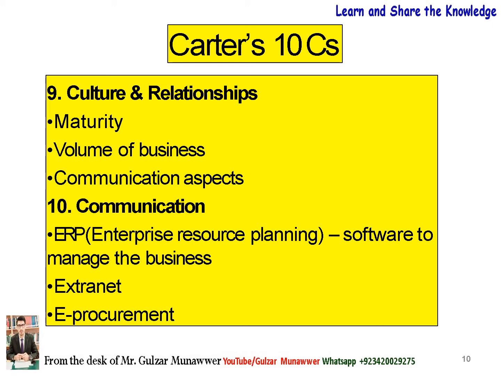For example, you can check if the supplier has received industry recognition or awards for their cultural excellence, so that you can ensure alignment between the supplier and your organization. So it's very important to have the same culture and relationships to make more effective deals with each other. And the last one we have is communication.